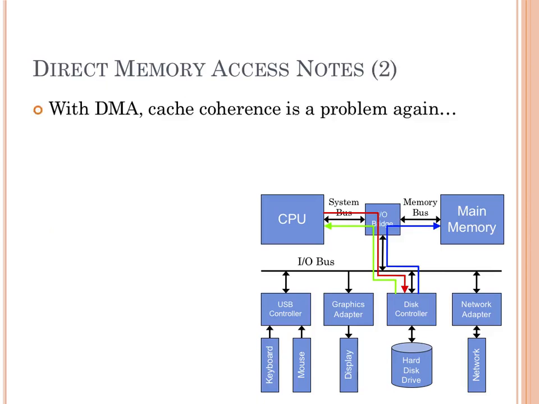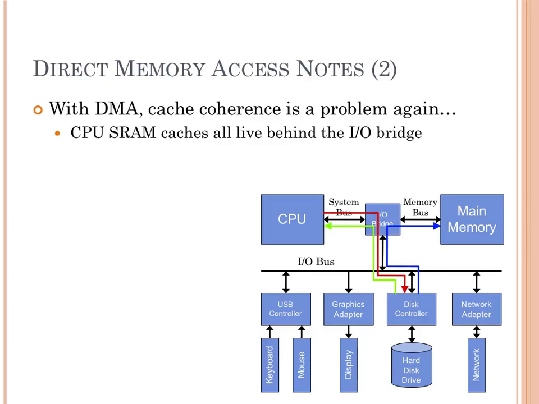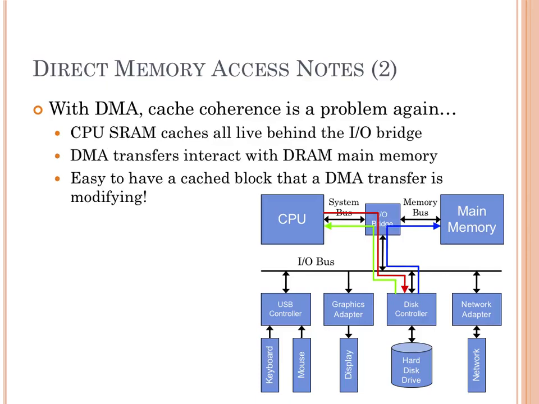Let's see. What else do I say here? Yeah, so this is an interesting question. Cache coherence. Because notice that you still have the hardware caches on the CPU side, and you got memory on the memory side of the I/O bridge, and then you have peripherals now interacting with memory. So it's possible that you now have hardware caches with invalid data. Okay? So how do you deal with this?